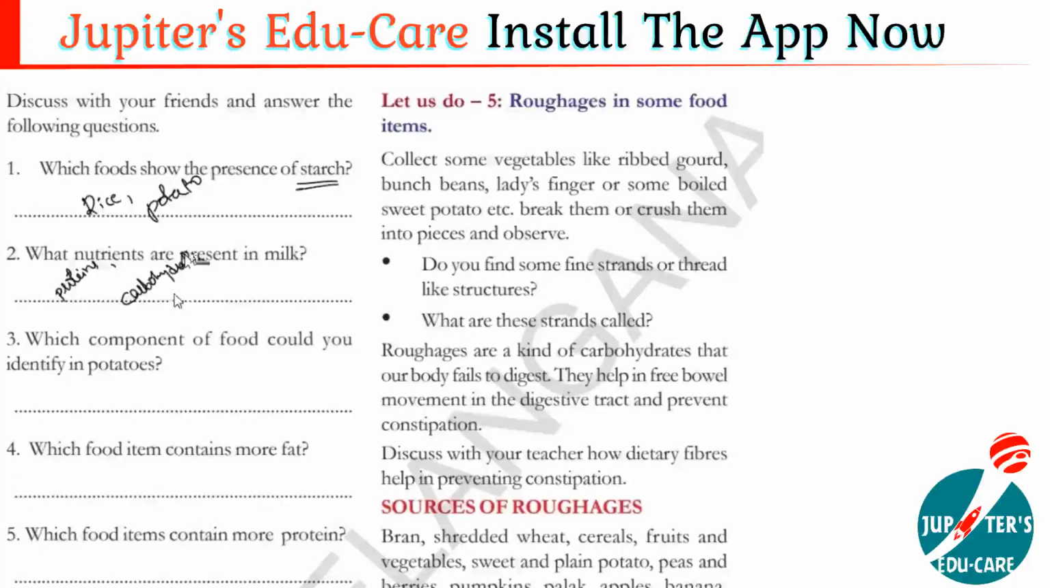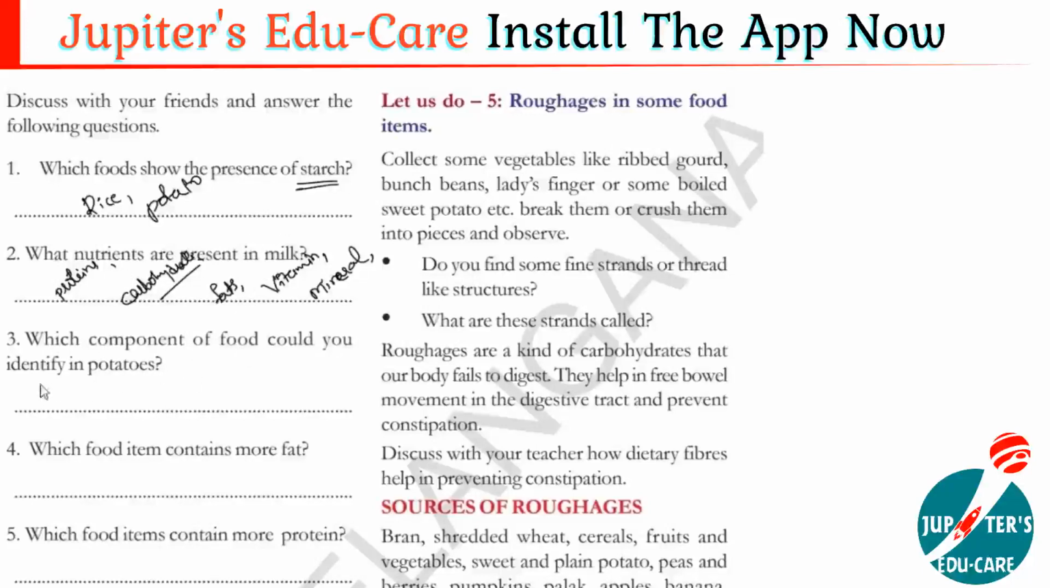Okay, carbohydrates, nothing but glucose, is also one kind of carbohydrate. So milk has proteins, carbohydrates and fats, and vitamins, and minerals like calcium and potassium. Like this: proteins, carbohydrates, fat, vitamins, minerals, etc. All these food components are present in the milk.